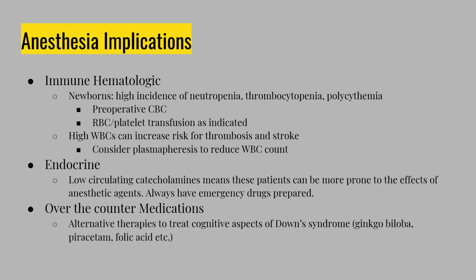The hematologic system of the Down syndrome patient, especially that of the neonate, commonly presents with neutropenia up to 80%, thrombocytopenia up to 66%, and polycythemia up to 34%. In cases where white blood cell count is high, patients can be at higher risk for stroke and thrombosis. In these patients, plasmapheresis may be indicated to reduce the white blood cell count to safer levels. Preoperative CBC may be indicated to identify the need for red blood cell or platelet transfusion to reduce risk of bleeding and anemia during operative procedures.